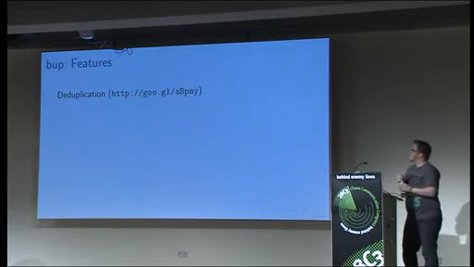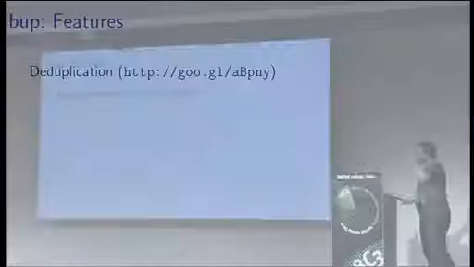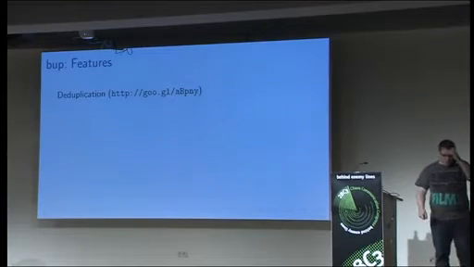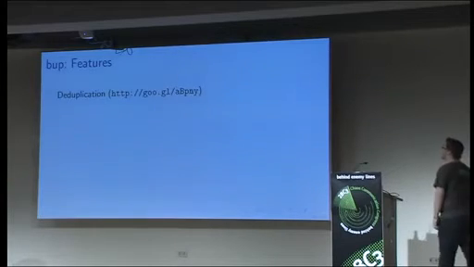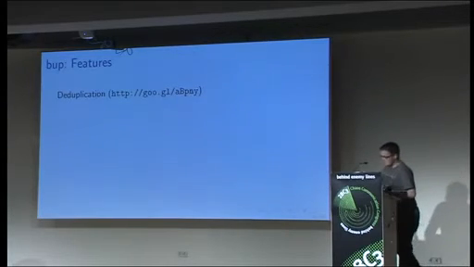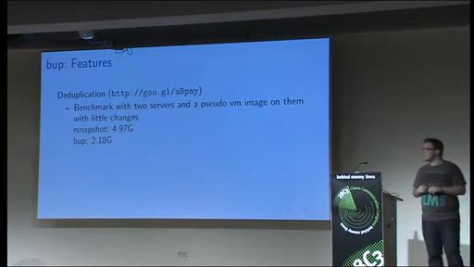Okay, first feature is deduplication. You know, one of our motivations is to have space-efficient backups. This is the link to a mailing list thread that discusses some benchmarks I did. Somebody came to the mailing list and said, okay, I use rsnapshot, why should I use BUP? Yeah. Then I sat down and made a benchmark.